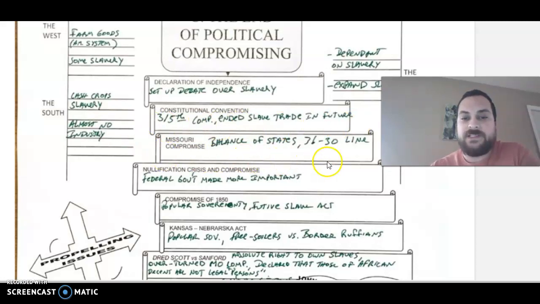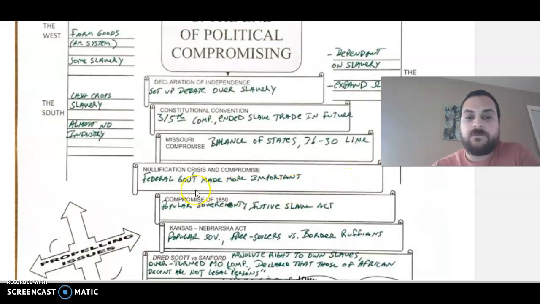The Missouri Compromise set up that balance of the states. If a free state enters, there has to be a slave state to enter as well. And it also established that 36°30' line, which made slavery a geographic institution as well. The nullification crisis made the federal government way more important. So now southern slave states are saying, wait a second, if the federal government is all that important in the slave debate, we have to be really careful, because depending on who becomes president, that could really influence our institution of slavery.